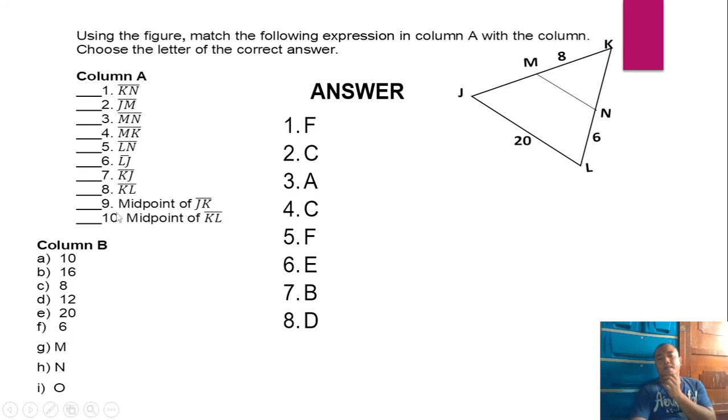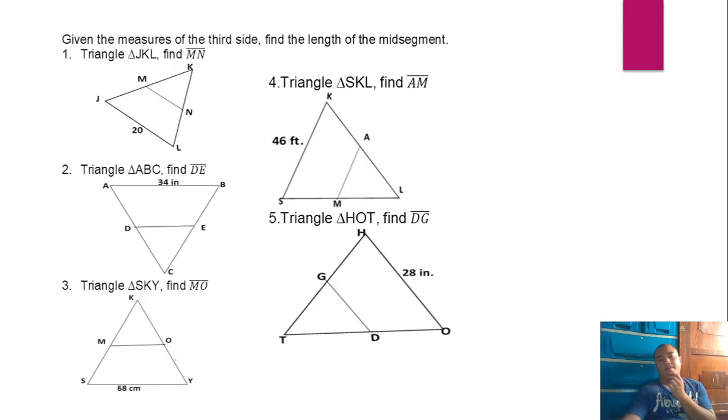Letter D. Number 9, what is the midpoint of JK? Point M, G. And number 10, midpoint of KL, point N, H. Very easy. Next, given the measures of the third side, find the length of the mid-segment.